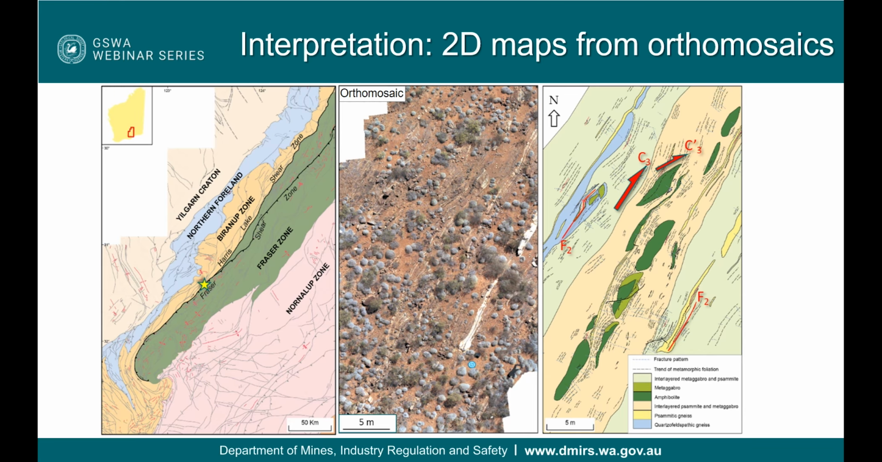Then comes the interpretation phase. I use the 2D orthomosaics that I import in ArcGIS to create a 2D map interpretation of the outcrop, here using an example of an exposure along the Fraser shear zone in the East Albany-Fraser orogen. I draw the form lines and the lithological boundaries, and create a 2D structural and geological interpretation.